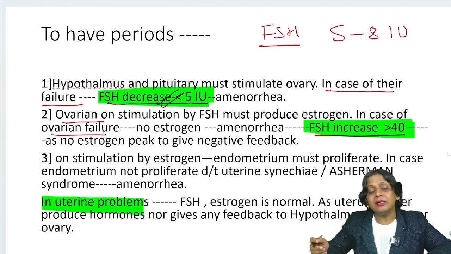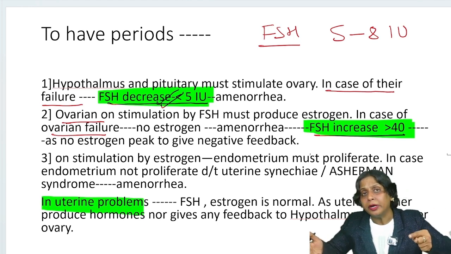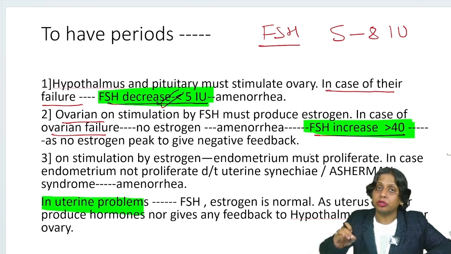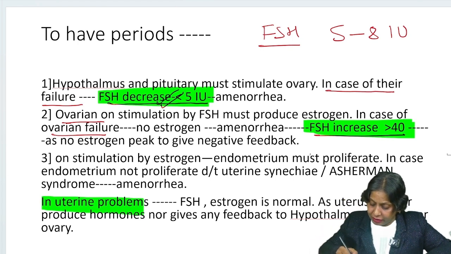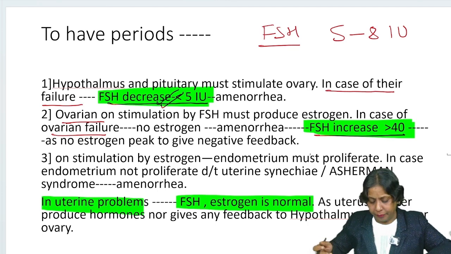In the uterine pathologies, the FSH and estrogen will be normal. Please pay attention. In the uterine pathologies, the FSH and estrogen will be normal. Why? Because the uterus does not produce any hormone. It was the ovary producing the estrogen, and the estrogen was acting on the uterus. The uterus was not producing any hormone, nor is it giving any negative or positive feedback to the hypothalamus, pituitary or ovary. So here the FSH and estrogen will always be normal.